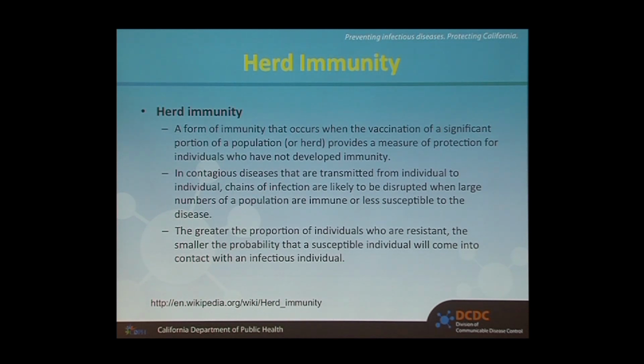So herd immunity is when you have an immunity that occurs in a significant portion of the population, and that protection prevents transmission, because when the illness or infection hits someone who's been protected or vaccinated, it disrupts that chain of transmission. And the idea being, if you vaccinate the population most likely to spread influenza, you can prevent morbidity and mortality in the people around them.